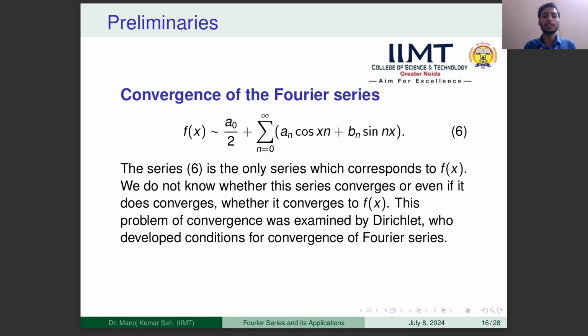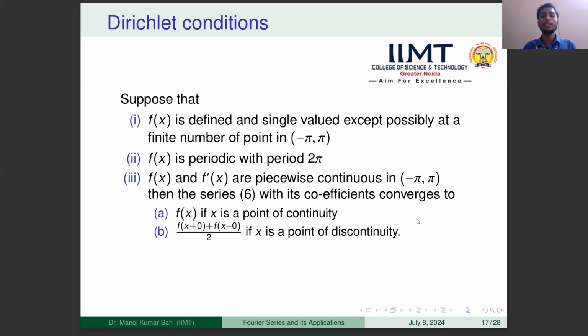This problem of convergence was examined by Dirichlet, who developed the condition of convergence of Fourier series. Now in the next slide, we will discuss the Dirichlet conditions, which will be responsible for the convergence of Fourier series. These Dirichlet conditions are the sufficient conditions for the uniform convergence of Fourier series. All the functions that normally arise in science and engineering satisfy these conditions.